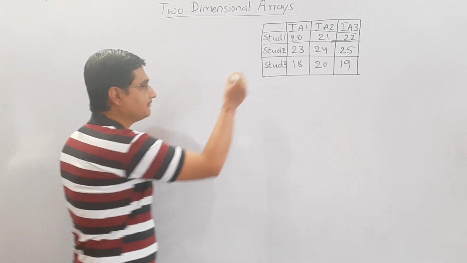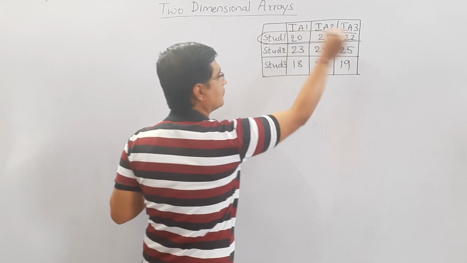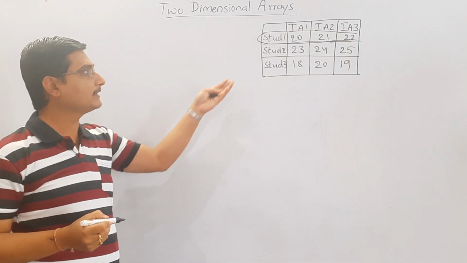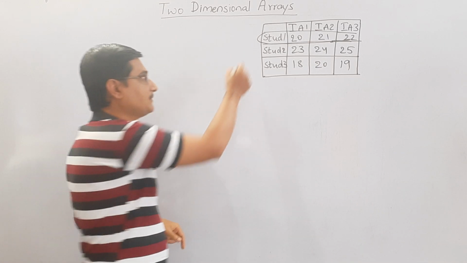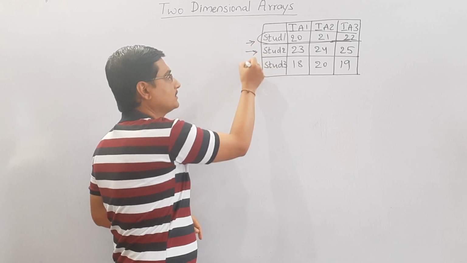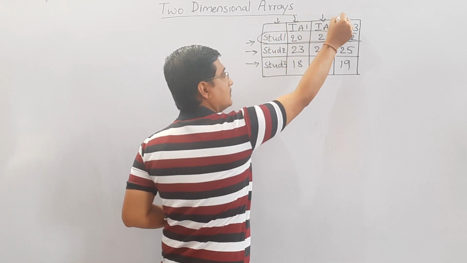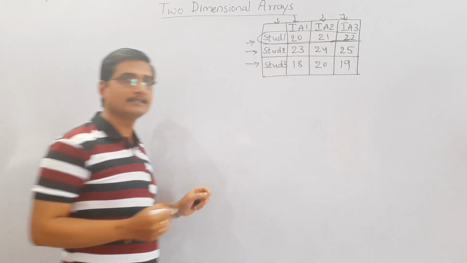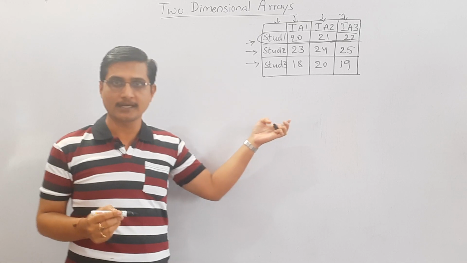If I would have stored only this row, then I would have taken a single-dimensional array. But in this case, I need 2 dimensions. I have rows and I have columns. So if the data is of this type of requirement, then we call this a two-dimensional array.